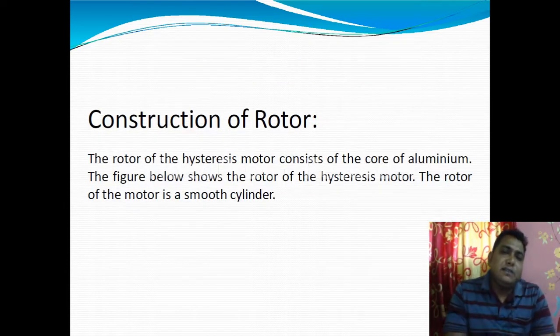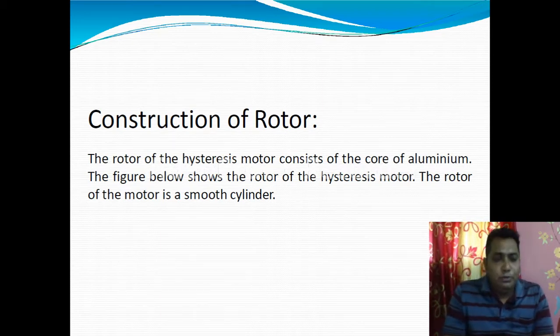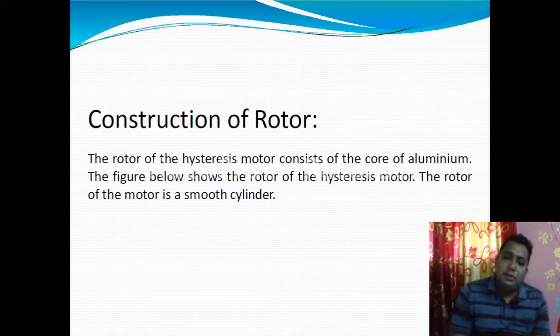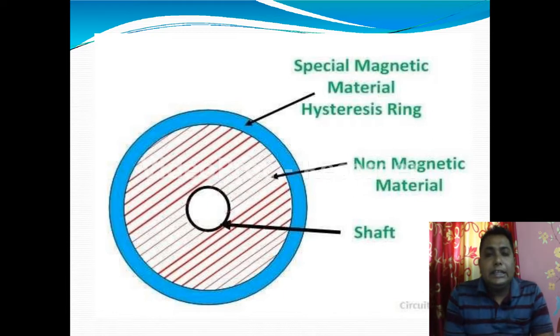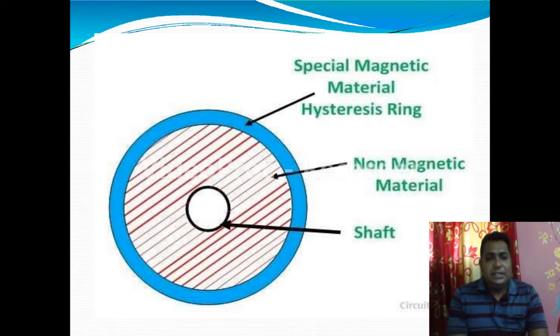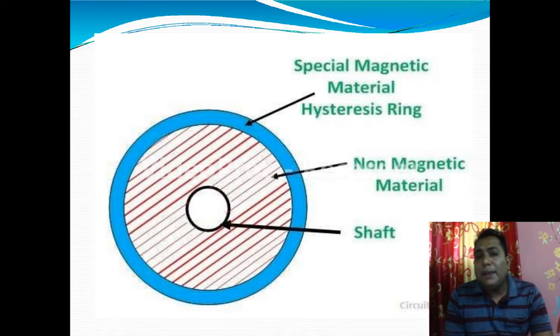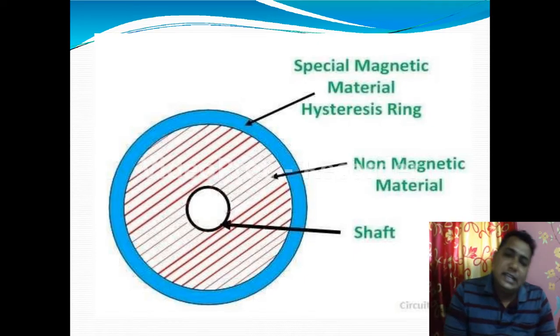Now the construction of the rotor. The rotor of the hysteresis motor consists of a core of aluminium. The figure shows the rotor of the hysteresis motor. The rotor of the motor is a cylindrical one. It is very important to understand what is in this particular diagram. So this is the rotor section. What we have in the rotor section, as we can see, the outer periphery is presented here by blue color, and the inner section is represented by lines.